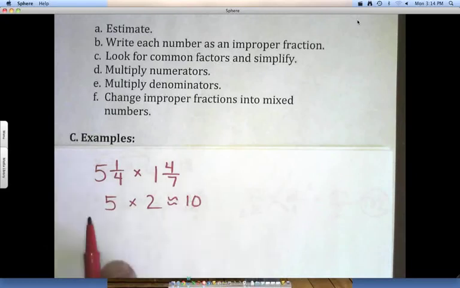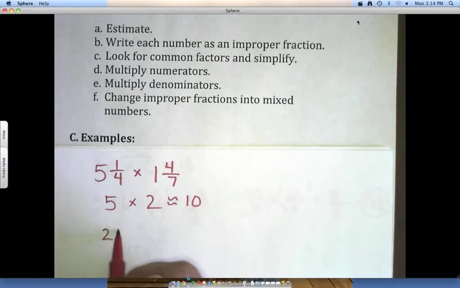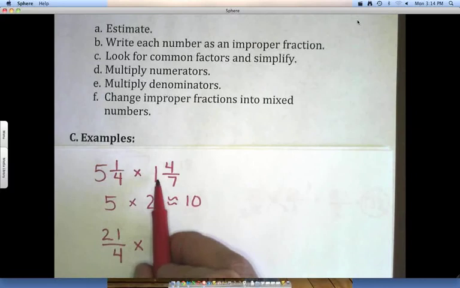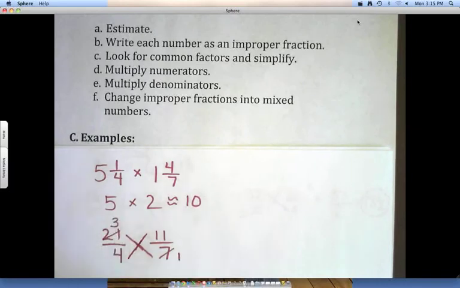Now, to find the correct answer, I'm going to write each number as an improper fraction. So 5 1/4, I'm going to take 4 times 5 is 20, plus 1 is 21. Denominator stays the same. 7 times 1 is 7, plus 4 is 11. Denominator stays the same. I'm going to now look for common factors. Between 4 and 11, there is no common factor. However, there is between 7 and 21. 7 goes into 7 once, 7 goes into 21 3 times.